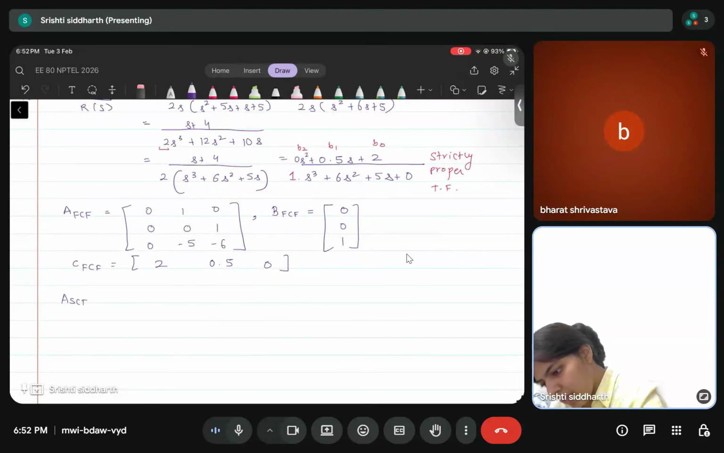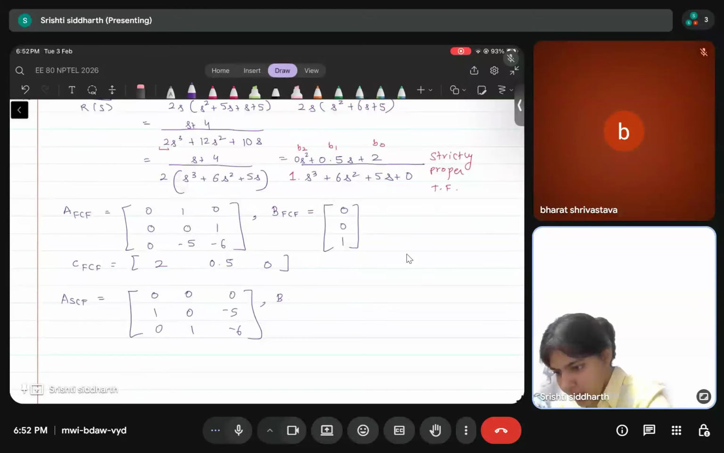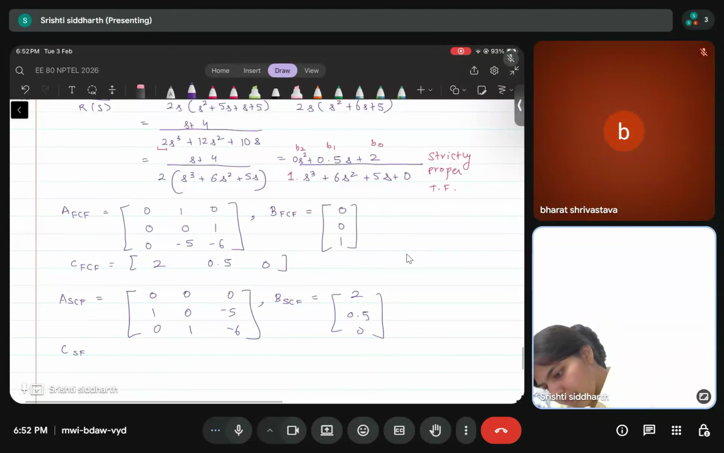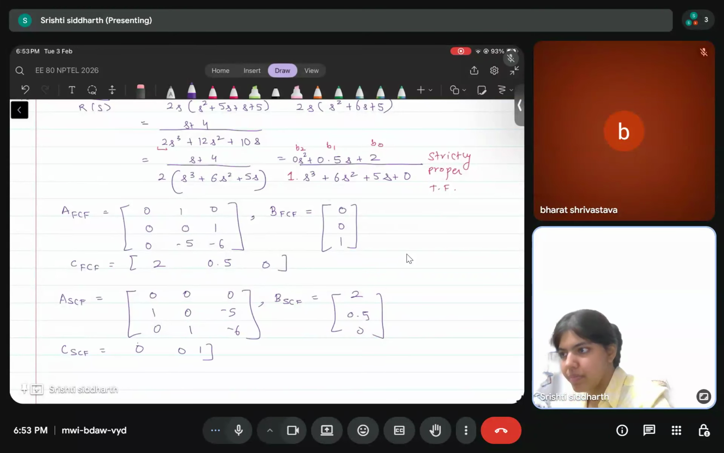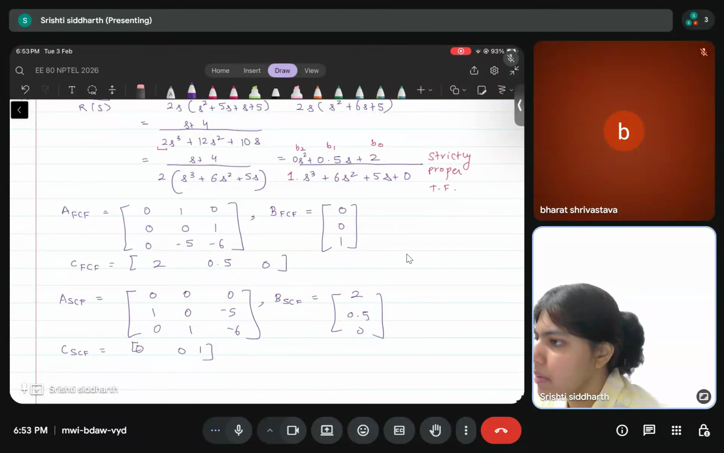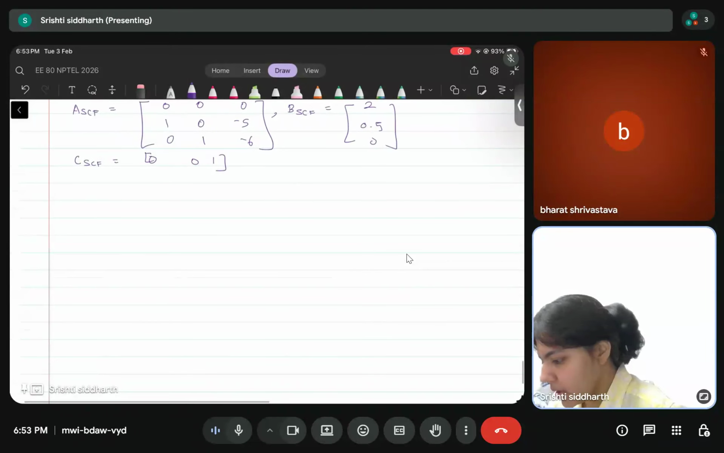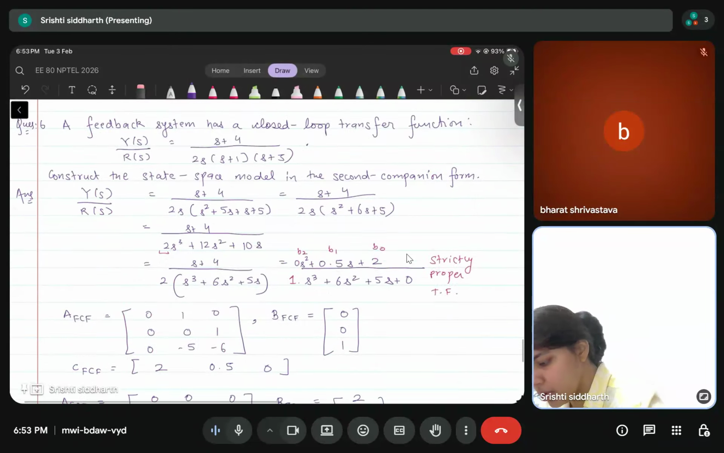And second companion form, this is simply 0, 1, 0, 0, 0, 1, 0, minus 5, minus 6. And in the second companion form, B is 0, 0, 1. Alright, so let's look at another question to convert to first and second companion forms, and then we'll move on to the Jordan.